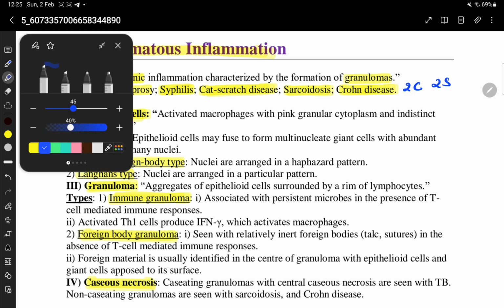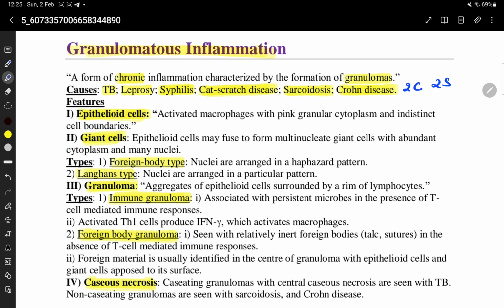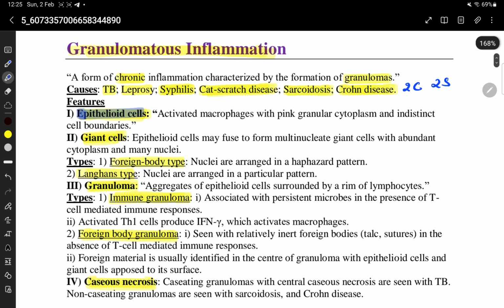So the 4 features of granulomatous inflammation are epithelioid cells, giant cells, caseous necrosis, and granuloma. Giant cells are of 2 types: Langerhans type and foreign body type. Granuloma is of 2 types: immune granuloma and foreign body granuloma.